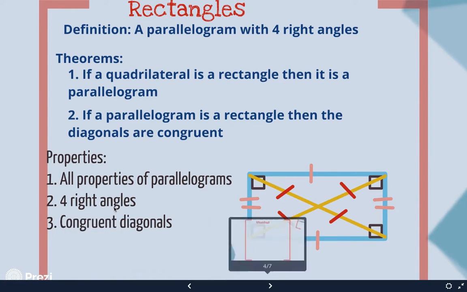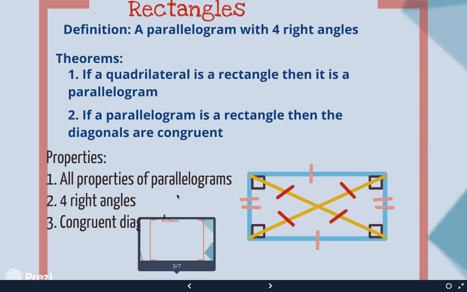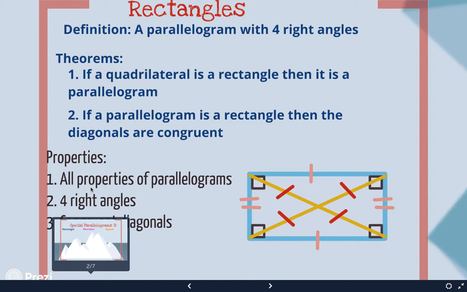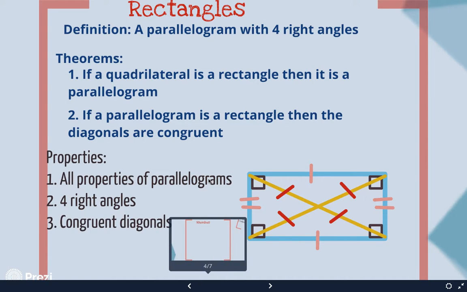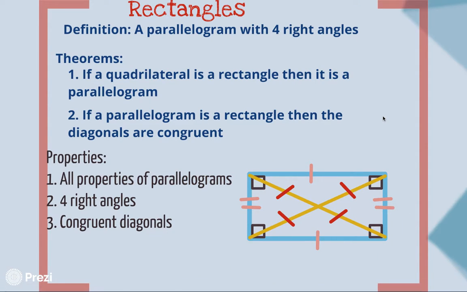All right, so for a rectangle, since a rectangle is a parallelogram, that means it has all the properties of a parallelogram. So when you solve problems with rectangles, you also have to keep in mind all the properties of parallelograms because they apply to the rectangle. So opposite sides are still congruent. Opposite angles are still congruent. Opposite sides are still parallel.